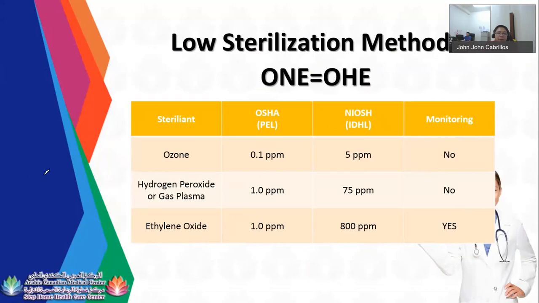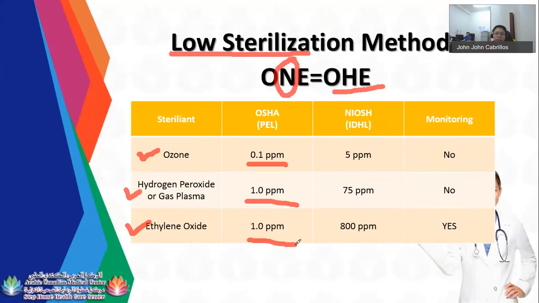For low temperature sterilization, this is your OHE: ozone, hydrogen peroxide or gas plasma, and ethylene oxide. I abbreviate it as OHE or 1. Please remember that ozone is 0.1 first, from the lowest to your highest: 0.1 ppm, 1.0 ppm, and 1.0 ppm. That's your OSHA PEL, or permissible exposure limit.